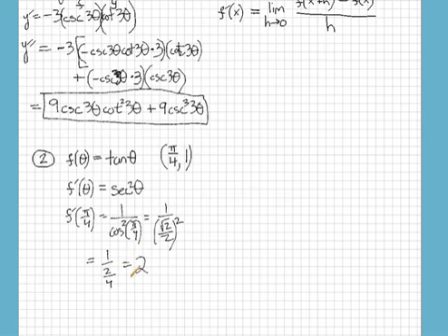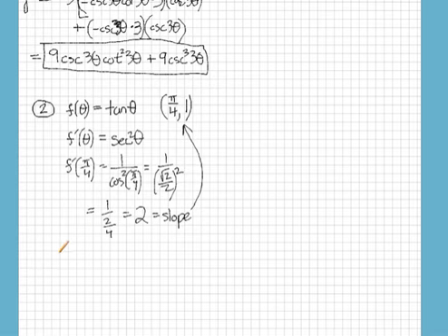Okay, so now we have our slope. So this here is our slope, and we have a point up here. So we use point slope form to find the equation of the tangent line. So it's y minus 1 equals 2 times x minus pi over 4. Okay.